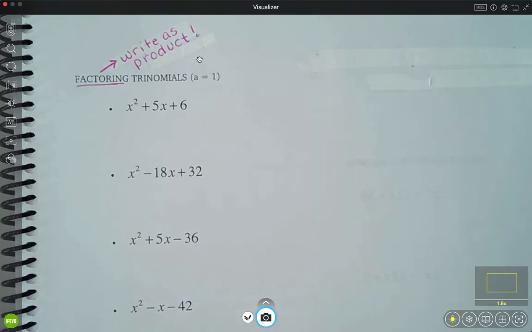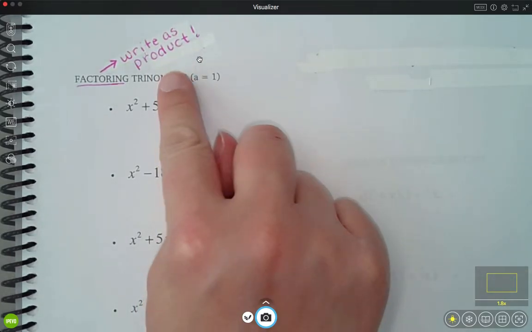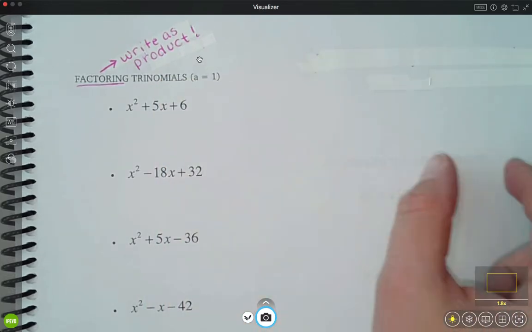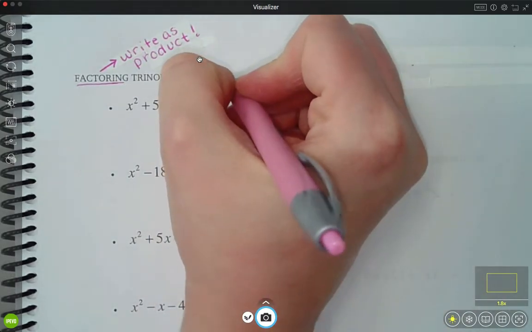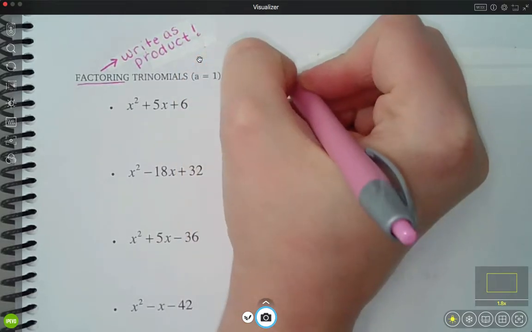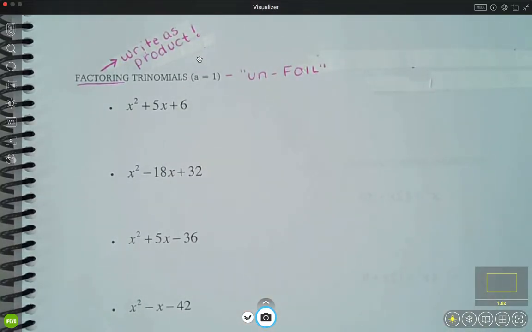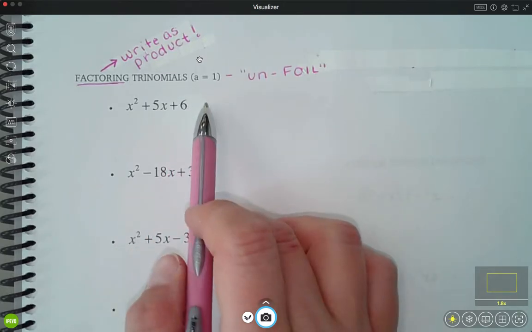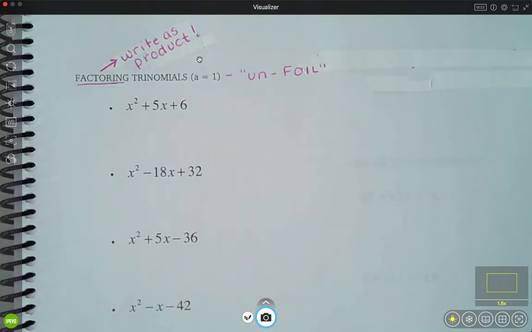Today what we're going to be doing is the same idea. We still want to be writing as a product, but this time the product is going to end up looking like a FOIL problem. It's going to be like a parenthesis and a parenthesis, okay? So this factoring trinomials business, this is what I like to call unfoiling, just to be as technical as possible here. Okay, we are unfoiling. And by the way, you won't know what this a equals 1 thing means until we do ones where a doesn't equal 1, and that'll come tomorrow. So don't worry about that for right now.